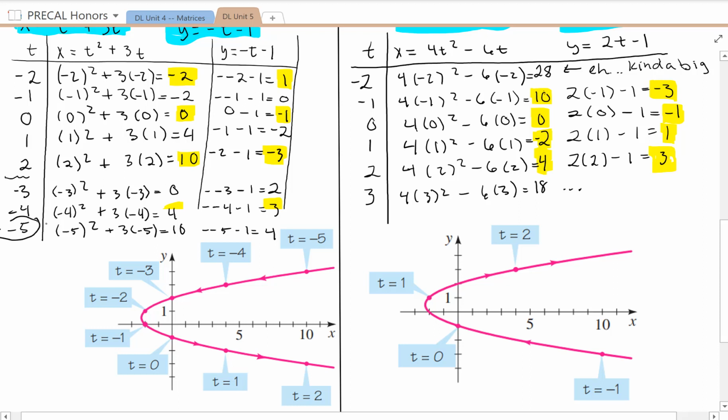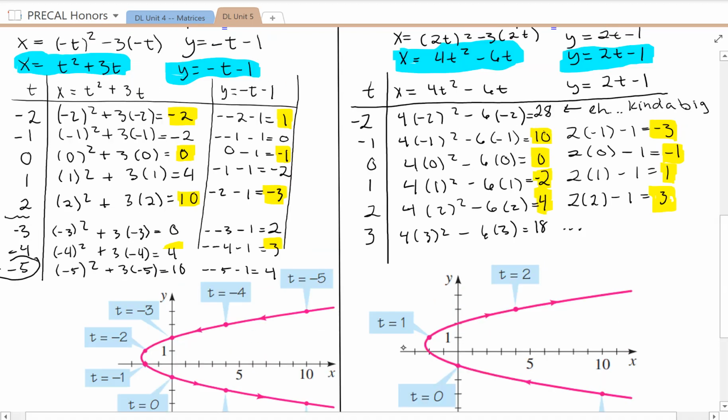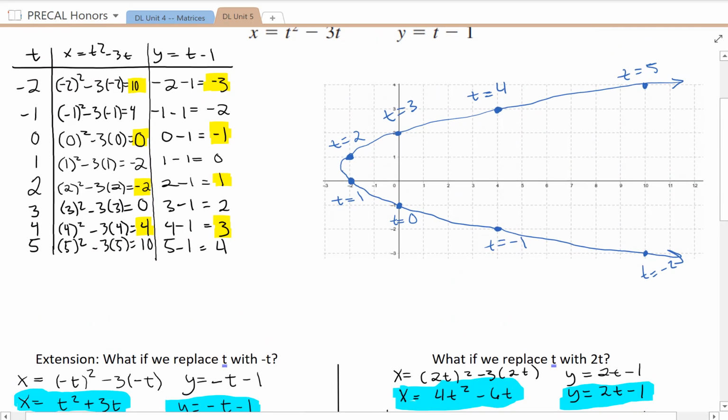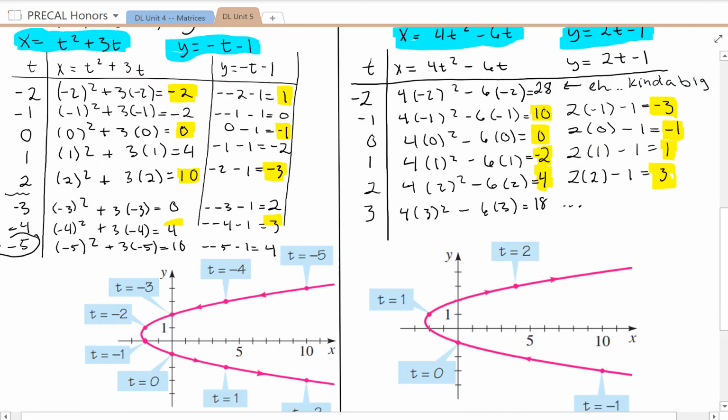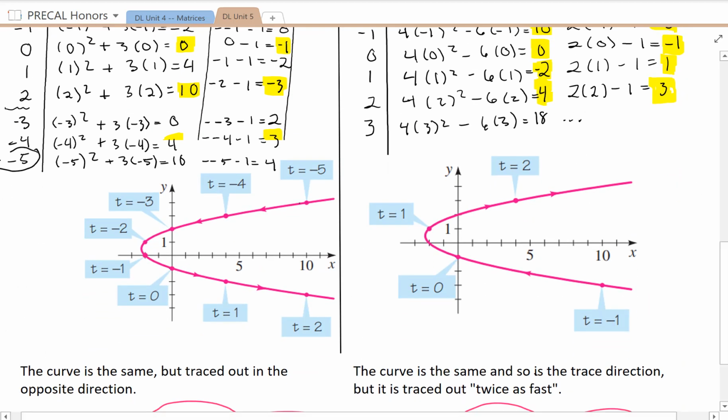That means that's the starting point. So in our original parametric curve, we started down here, and the direction that our trace went was all the way up and around. But here we start up and we go down and around.